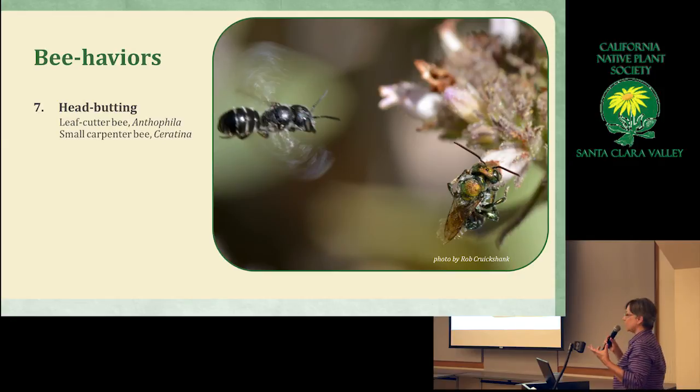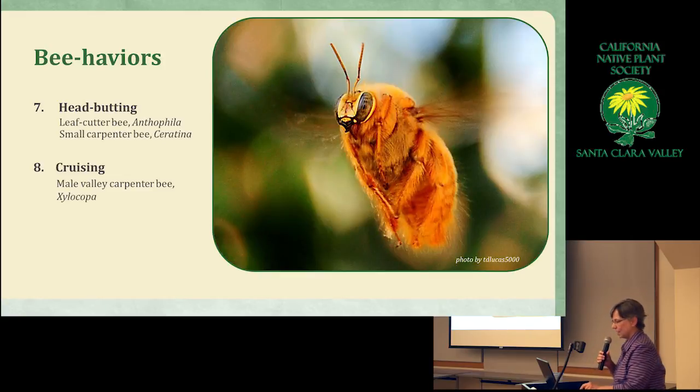Sometimes I suspect that females do it too, but more likely it's the males, and it's some of their territorial behaviors, because male bees can be territorial. Plus they have the time and energy to be bunking other bees, where the females are just like, I'll go to another flower and I'll get the food there. Cruising, another guy thing. Hey, where's the girls?